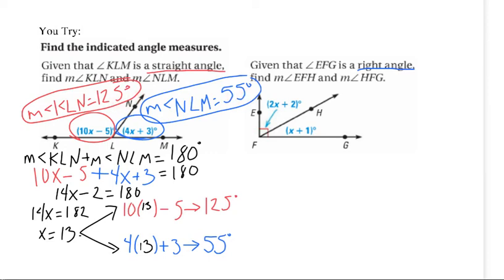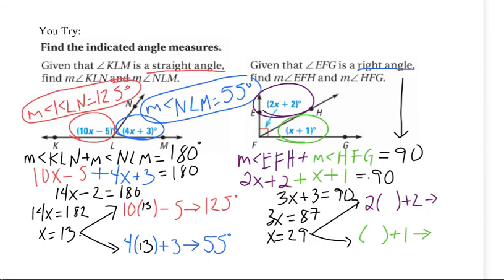When you solve for x after you set up your equation, you should get x equals 29. Again, when we substitute the 29 back into both of the expressions, it didn't come out very nicely, but we end up with 60 degrees for this first angle and 30 degrees for the second one.